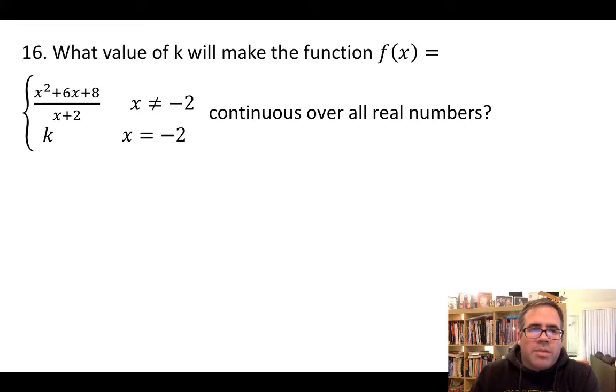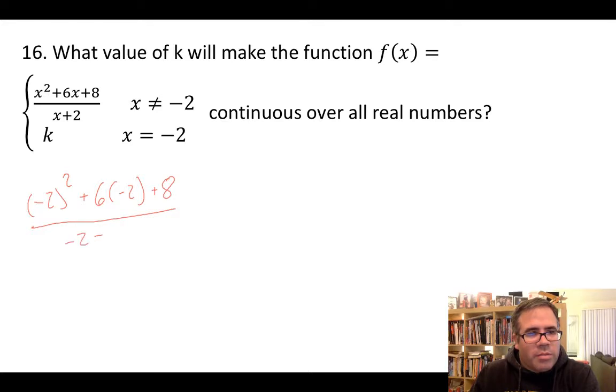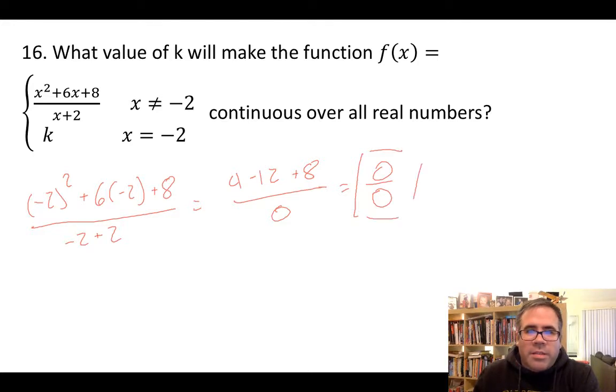Why did I pick out x is negative 2? Well, what happens when x is negative 2 in this one? You get negative 2 squared plus 6 times negative 2 plus 8 over negative 2 plus 2. That becomes 4 minus 12 plus 8 over 0, which is just 0 over 0. This is called an indeterminate form.